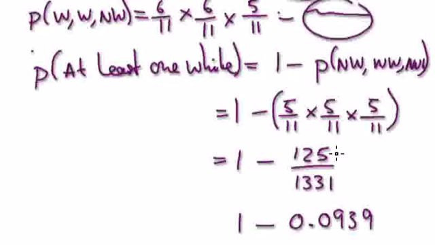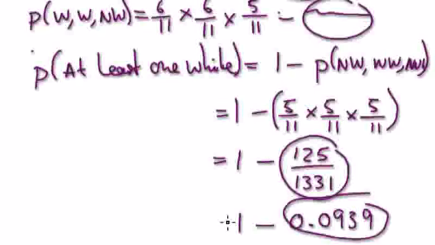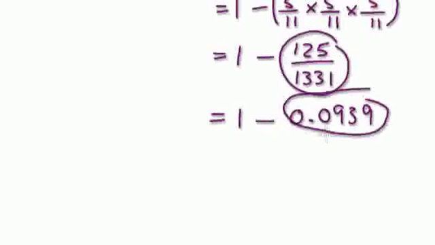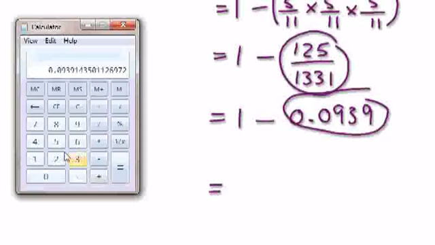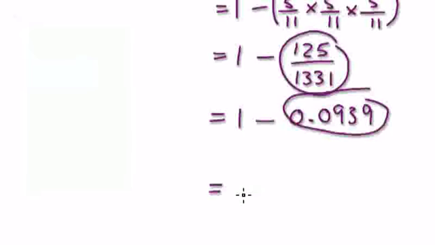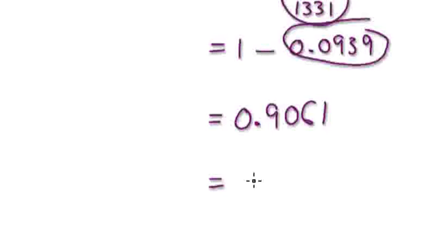Okay, so but this here is actually this. So now I just need to get 1 take away this number here. So it will be 1 take away that number. So let's clear it. 1 take away 0.0939 equals 0.9061. So it's going to be roughly this. About 91%.